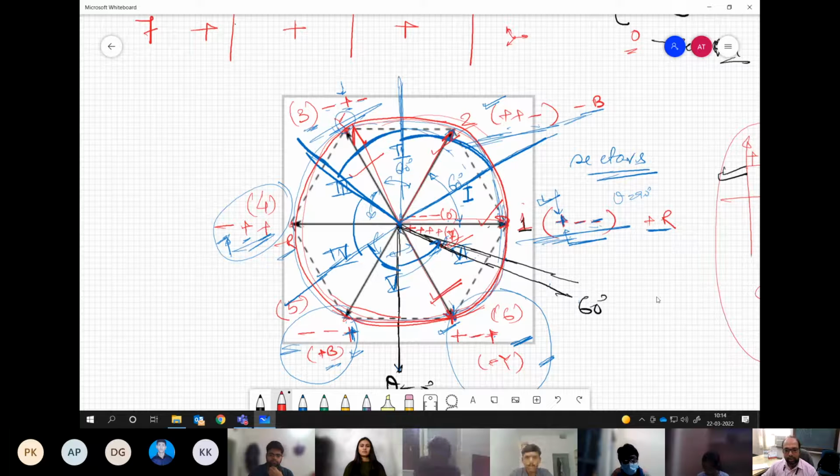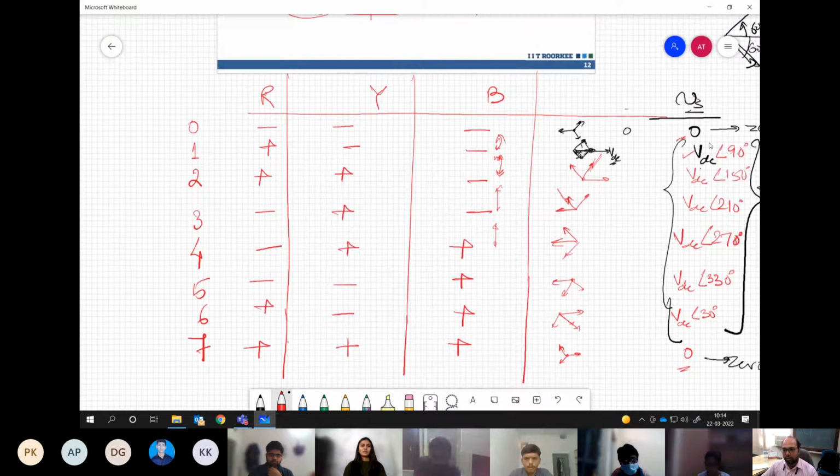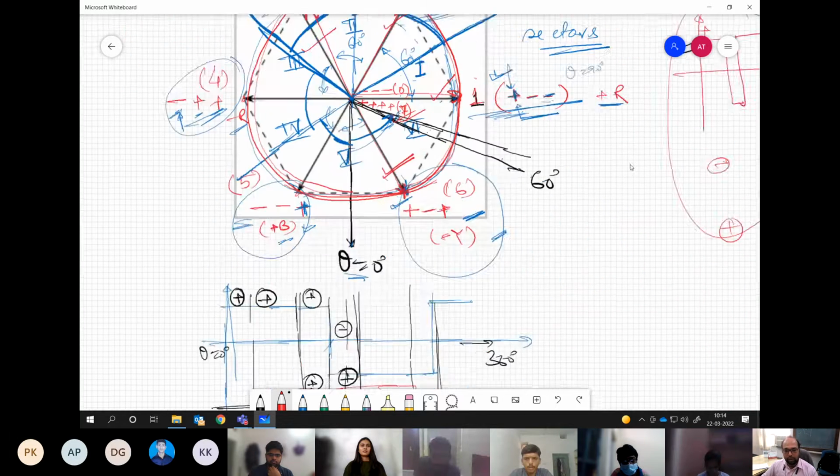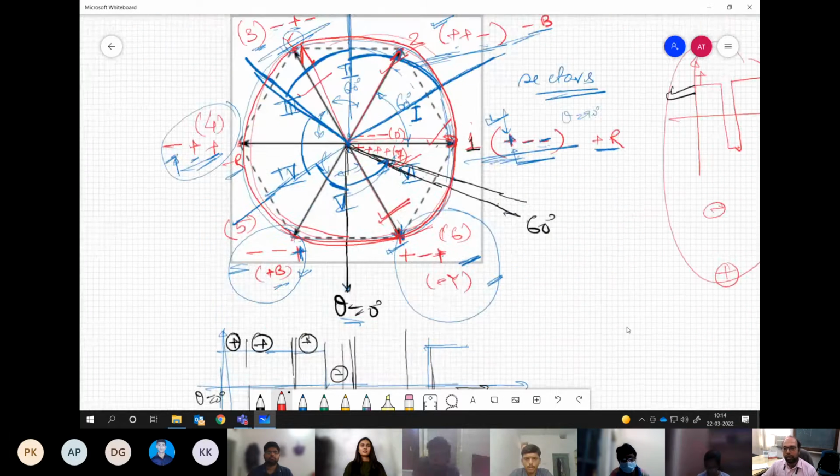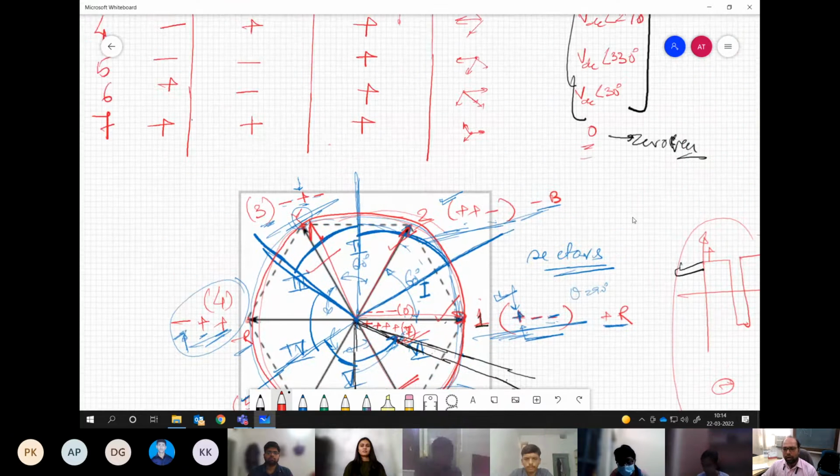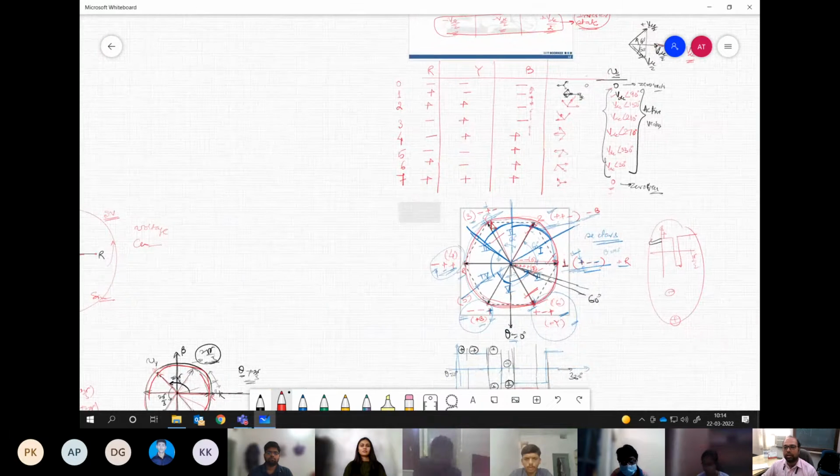So these are called active vectors, and 2 do not result in any output voltage. That means the output voltage given by the 2 vector states or inverter states is 0. That's why these are called 0 vectors. This we have understood. Now we are trying to realize our voltage vector which we need to apply on the motor in terms of these active and 0 vectors.